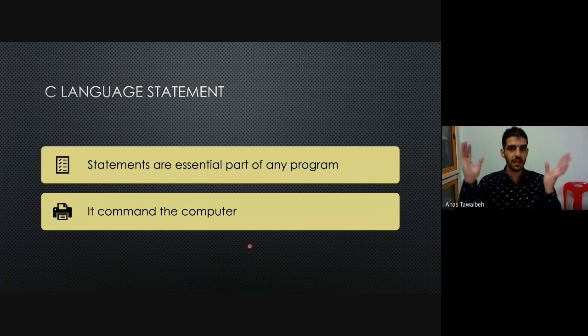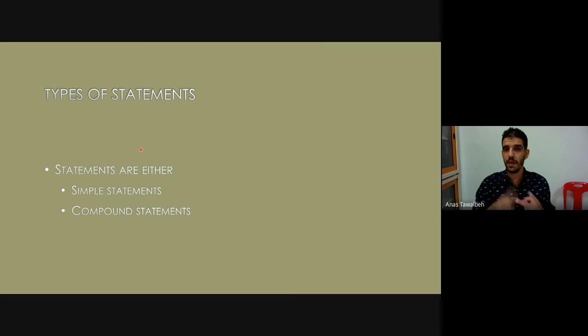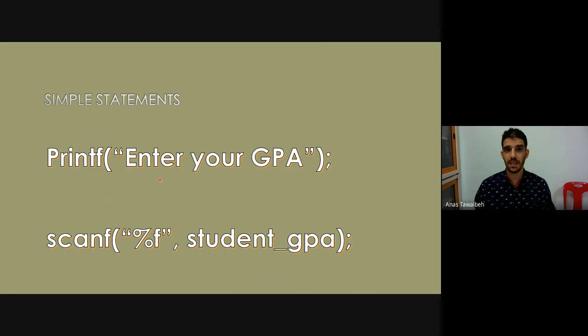Okay, so we have finished talking about the first part, which is the declaration statements, and the second part is C language statements. Statements in C can be one of two types: either a simple statement or a compound statement. A simple statement has no block, which means it is one line of code followed by a semicolon, such as printf, enter your GPA, as well as scanf, student GPA. So it is a single line statement.